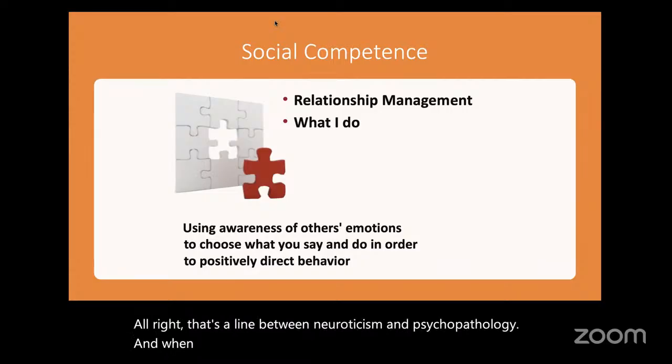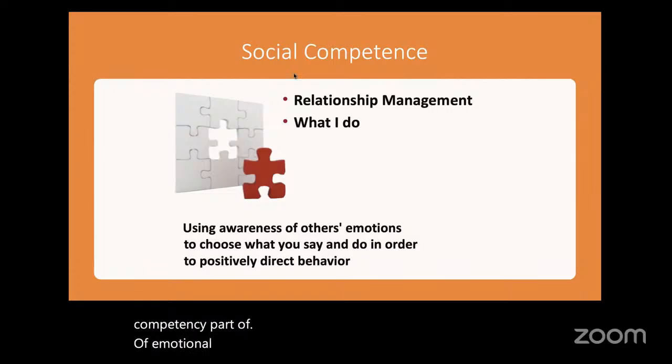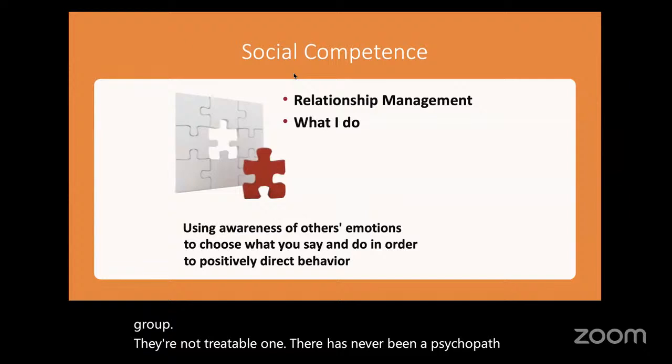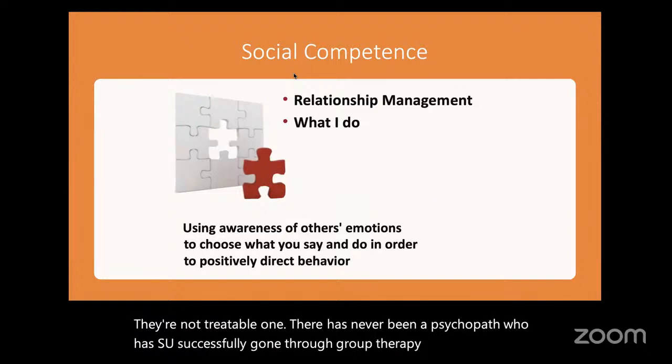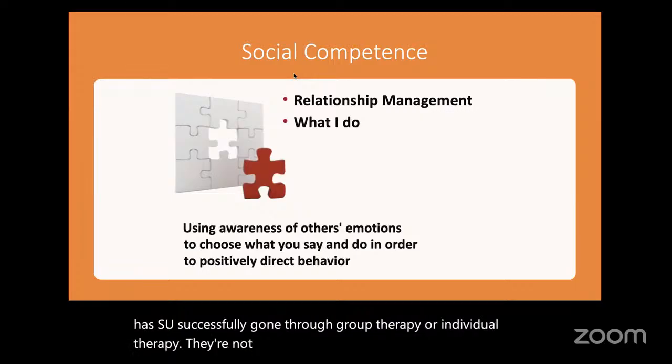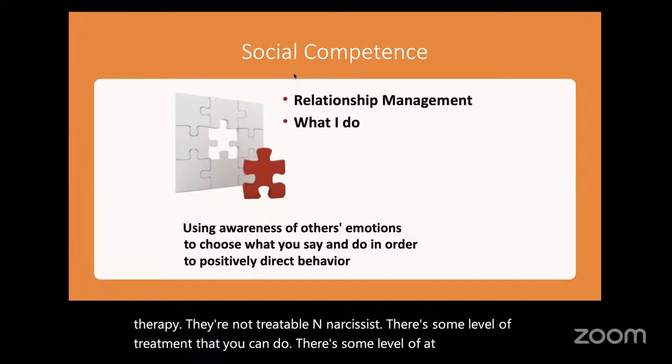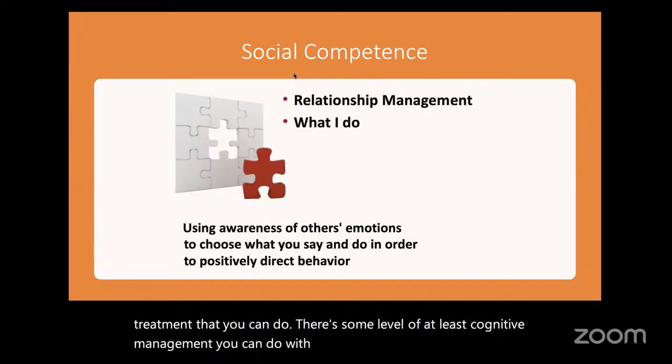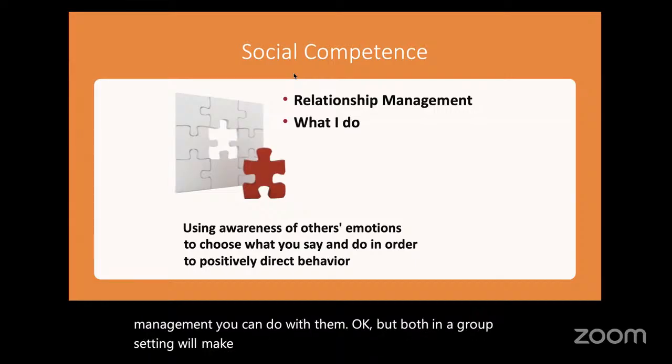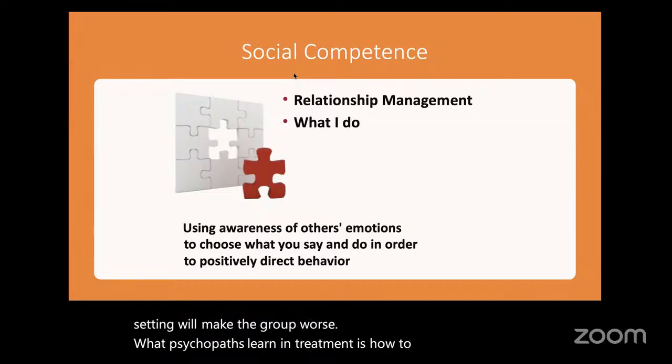And this comes to the social competency part of emotional intelligence. When you have someone like that in a group, they're not treatable. There has never been a psychopath who has successfully gone through group therapy or individual therapy. They're not treatable. With a narcissist, there's some level of treatment that you can do, some level of at least cognitive management. But both in a group setting will make the group worse. What psychopaths learn in treatment is how to be a better psychopath.